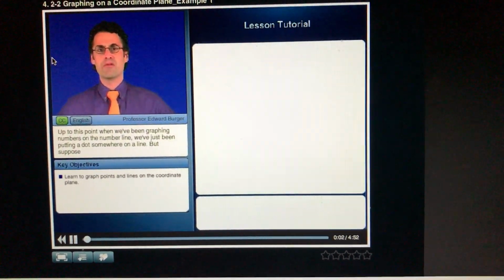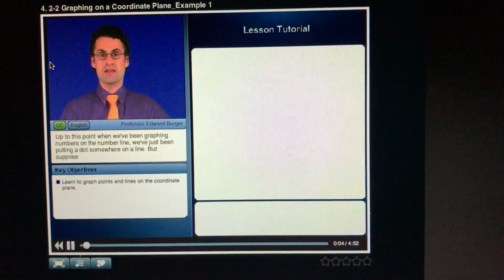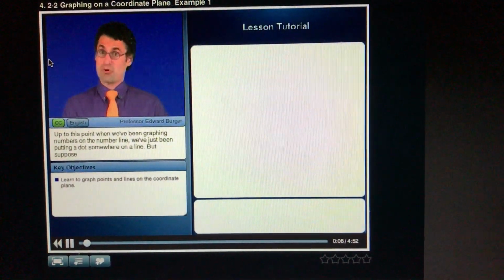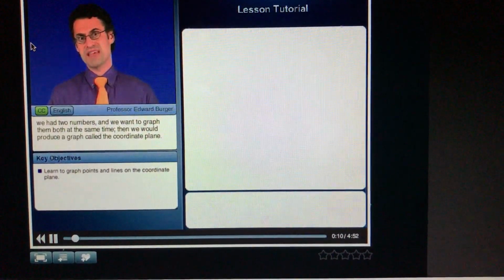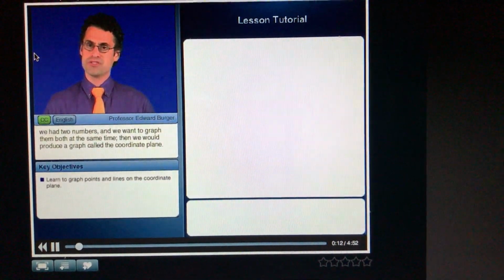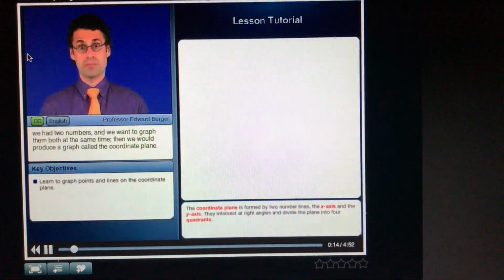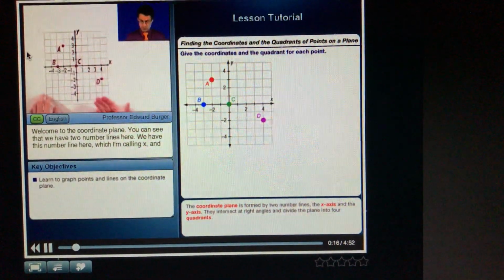So, up to this point, when we've been graphing numbers on the number line, we've just been putting a dot somewhere on a line. But suppose we had two numbers and we wanted to graph them both at the same time. Then we'd actually produce a graph on what's called the coordinate plane. Welcome to the coordinate plane.